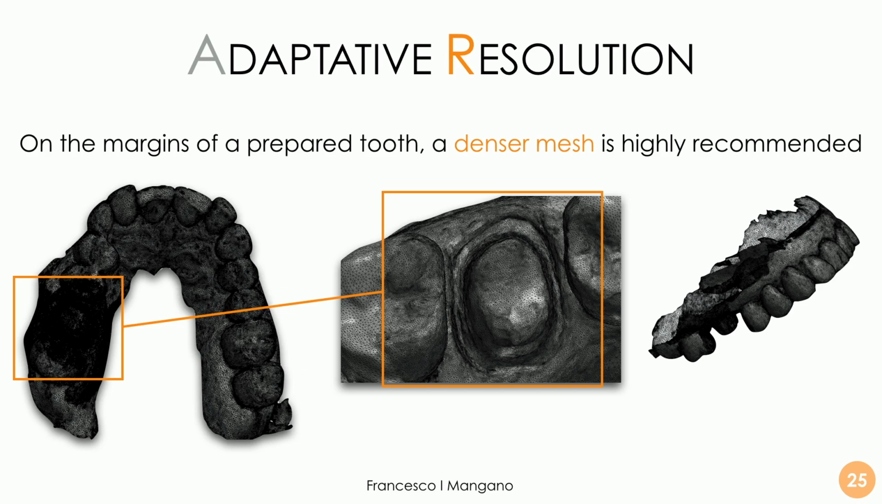So several machines have this option for the adaptive resolution. Of course, artificial intelligence is working fast and well, but still the operator usually needs to identify this area manually, and then the software recognizes this area as the area that should be more carefully reconstructed with more triangles.